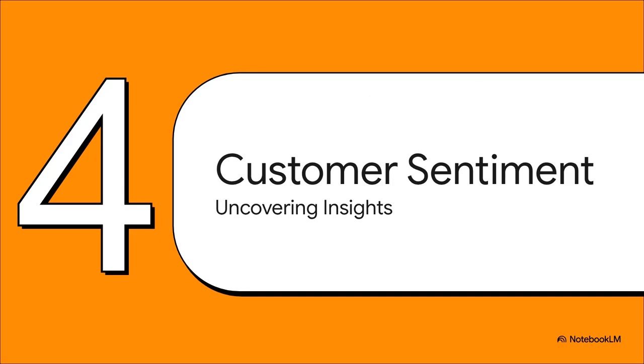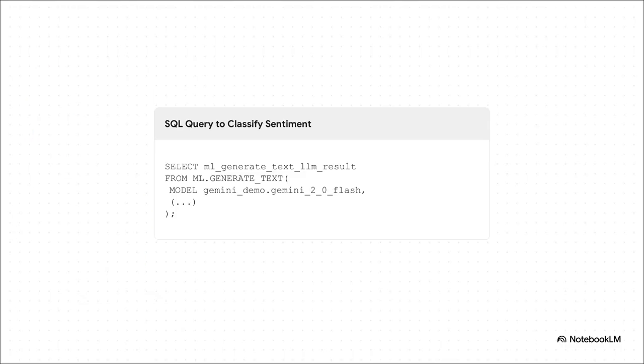Okay, so with the tools all set up, we were ready for our first big test run. We wanted to get a high-level view of our feedback, so we decided to start with something classic. Let's figure out customer sentiment across every single review. So we ran another query. It looks almost identical to the last one, right? But we just changed the prompt.